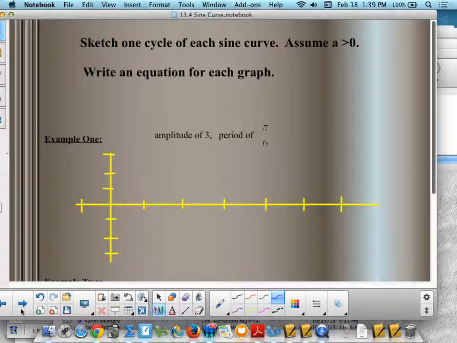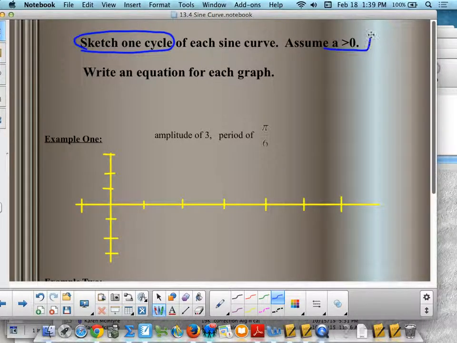Here we go. This is a little different. The information given to you is just a little different. Okay? I would like you to do this. Sketch one cycle. That just means sketch it one period. You don't have to do 2 periods, just 1 period of each sine curve.